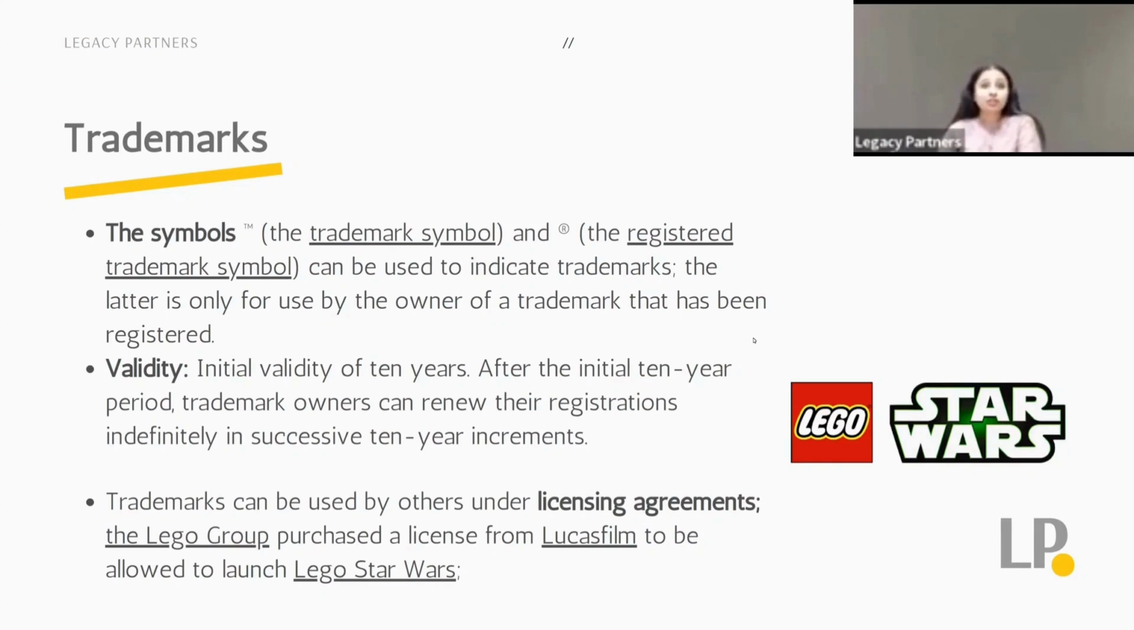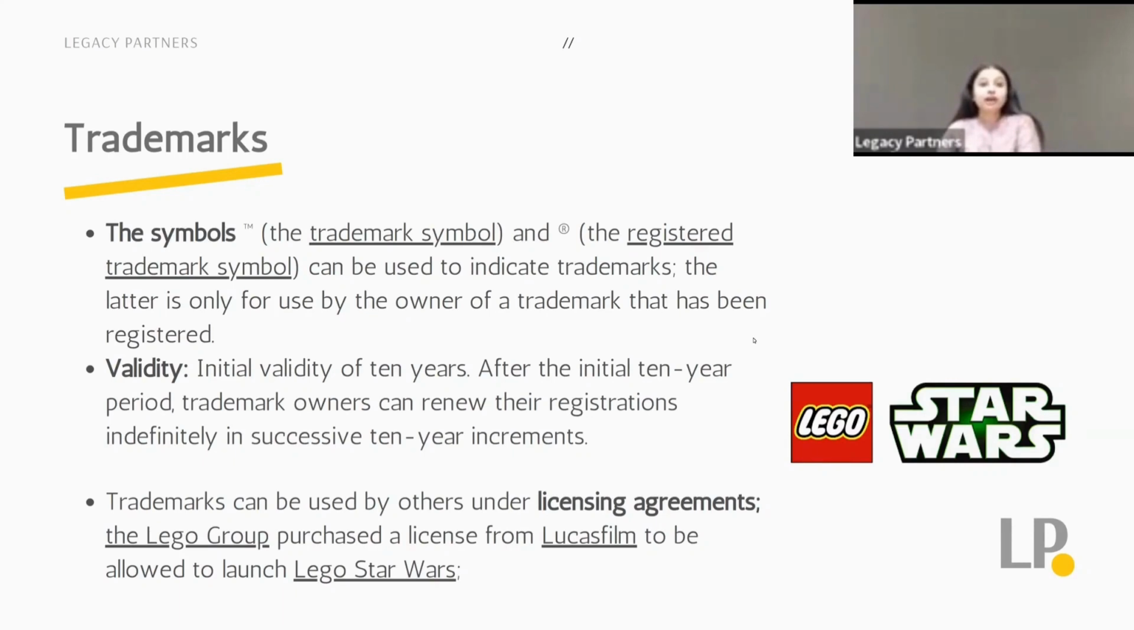Validity of a trademark is again 10 years, and it needs to be renewed after every 10 years so that you have the right over the mark. So non-renewal might lead to losing your trademark. So you need to renew your trademarks after every 10 years.